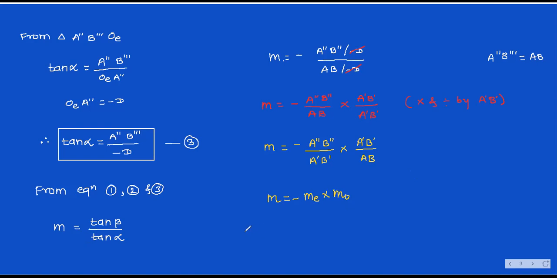And therefore, M is equal to, this is the first formula. And now let's substitute these values. So therefore, M is equal to minus, M is what? V naught by U naught into V by U, or this is already I have written ME here. So I will write ME only, okay? ME means magnification of eyepiece. So here it is VE by UE into V naught by U naught.